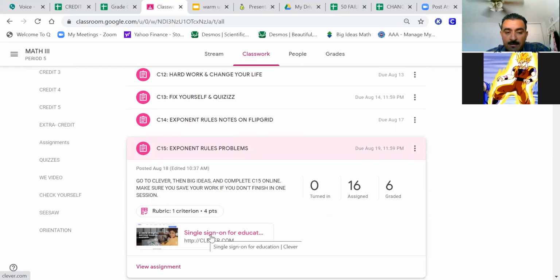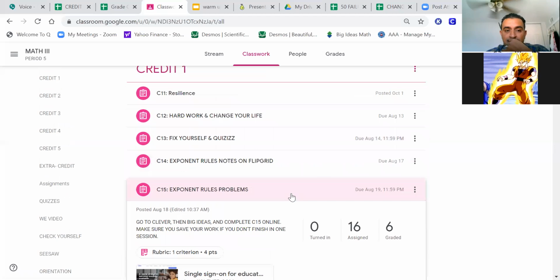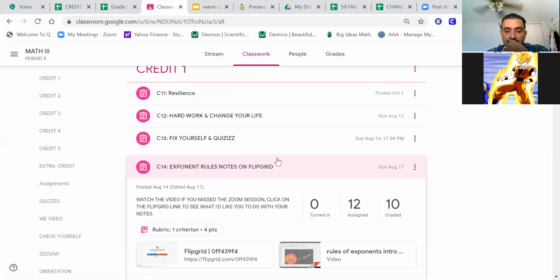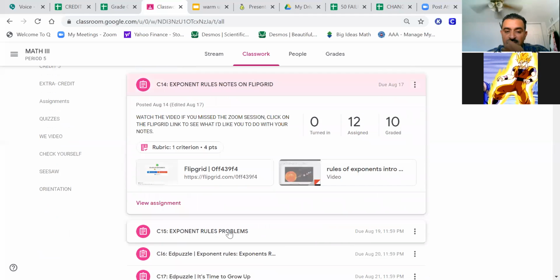You'll go to Clever. Click on this link, it takes you to Clever, and then from Clever, you're going to go to Big Ideas. The Big Ideas link, and then it's an online assignment. If you don't finish, make sure you save your work because it saves it on the online cloud, any work that you've done. So it's going to be your first assignment of math problems that are related to the rules of exponents, which is what you took, these rules right here from C14.